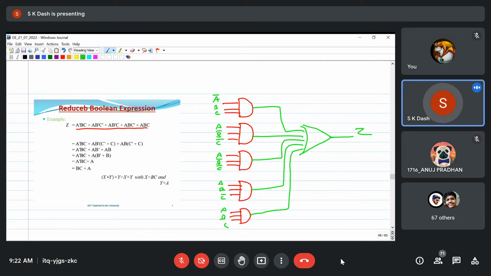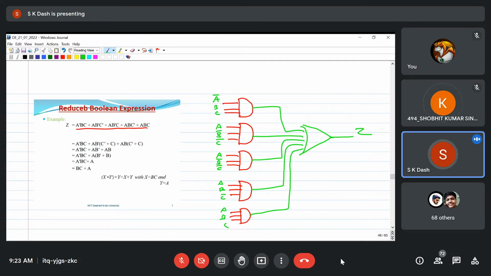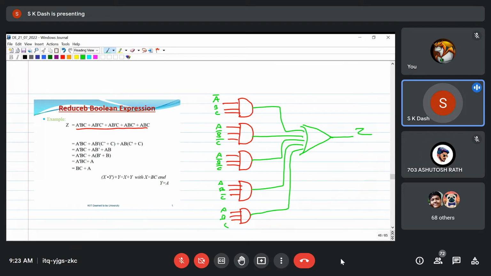Now, how many total gates were required here? NOT gates are also required: A bar, B bar, C bar are needed, but for the time being exclude those. Excluding NOT gates, 6 gates are required, that too with different inputs. Here the AND gates have 3 inputs and the OR gate has 5 inputs.